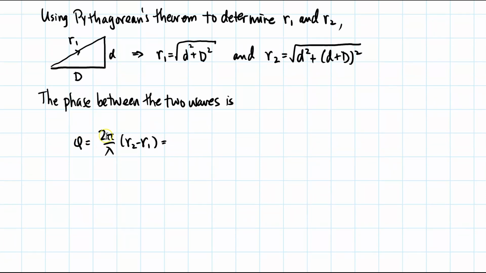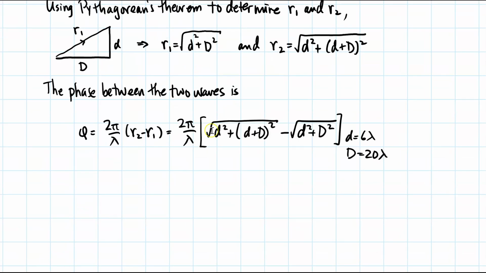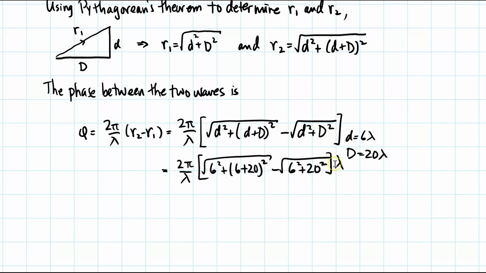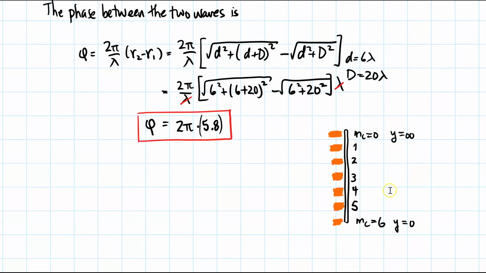The phase then is 2 pi divided by lambda. Then I subtract both of these two quantities. So substituting in these values, I know that little d is 6 lambda, big D is 20 lambda. Plugging these guys in, where I now factor out the lambda, you could see that lambda in each of these cases cancels out. This gives me in the end a phase of 2 pi times the quantity 5.8. From our earlier picture, this was the interference pattern that we saw.